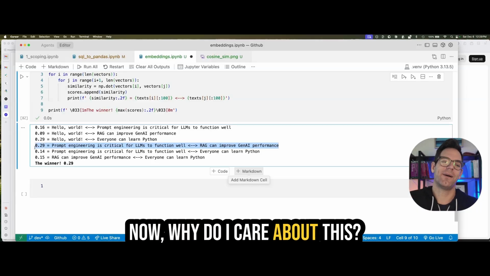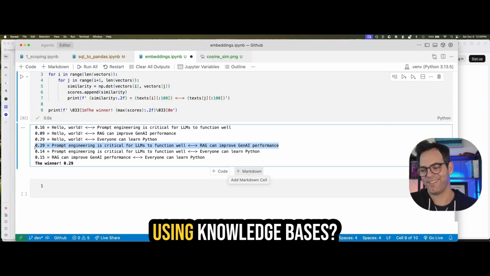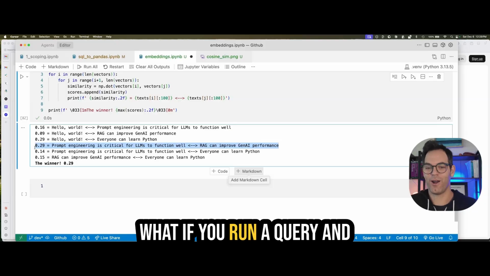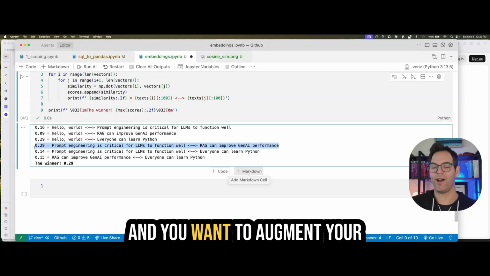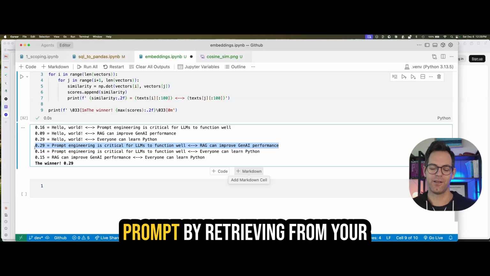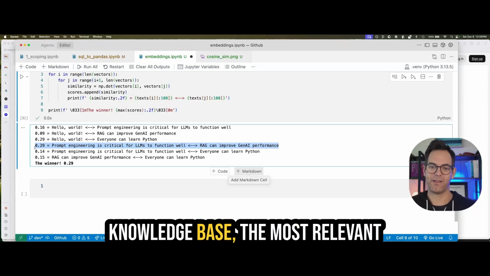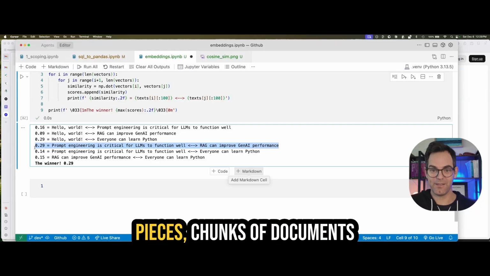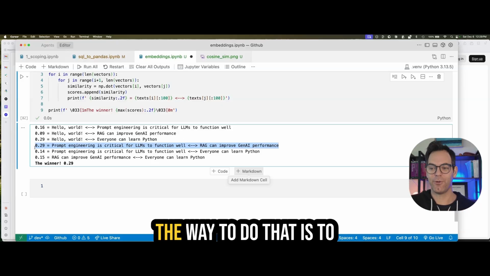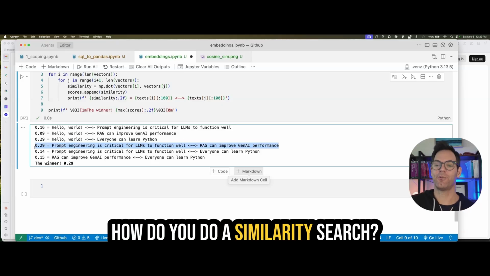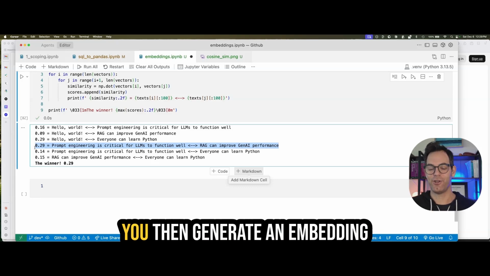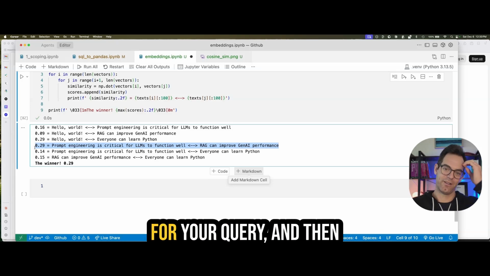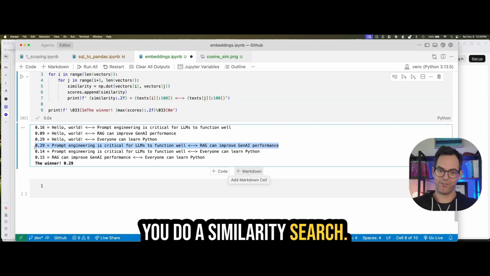Now, why do I care about this? How is this useful for using knowledge bases? What if you run a query and you say, hey, what is RAG? And you want to augment your prompt by retrieving from your knowledge base the most relevant pieces, chunks of documents across your knowledge base. The way to do that is to do a similarity search. How do you do a similarity search? You basically generate embeddings for everything in the knowledge base. You then generate an embedding for your query, and then you do a similarity search.